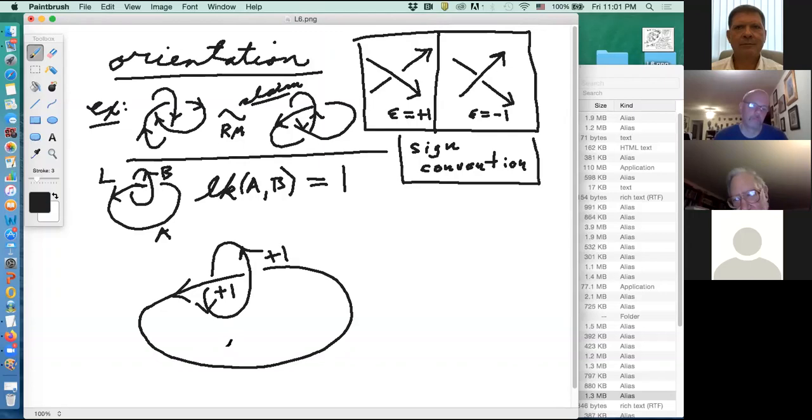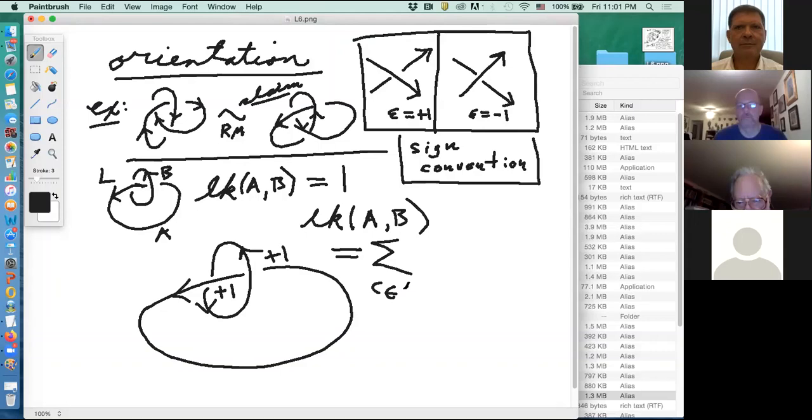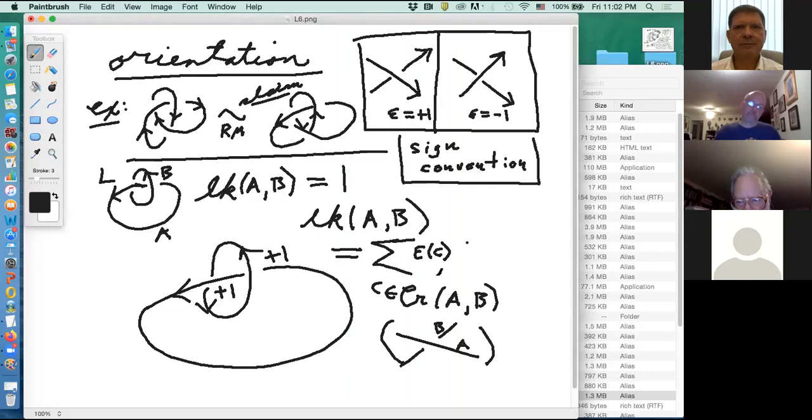And now I'm going to give you the definition of the linking number. The linking number of two curves is equal by definition to the summation over C belonging to crossings of A with B. So a crossing of A with B means that one of these lines is in A and the other line is in B. I am not interested in crossings of the curve with itself, of which there aren't any here. Sum the sign of each crossing, and divide by two. So we get 1/2 and 1/2 here. The linking number is equal to 1/2 plus 1/2, which is equal to 1. All right? So this is the definition of the linking number.